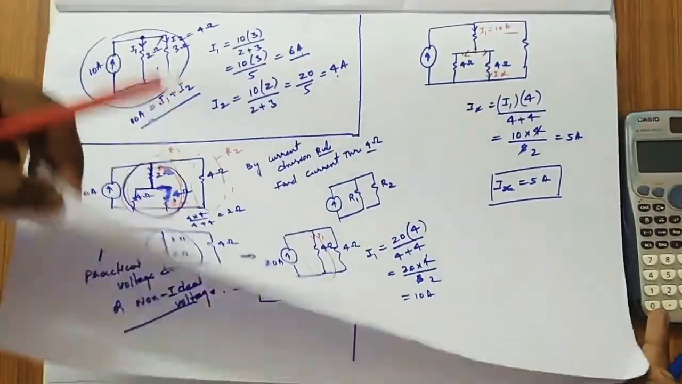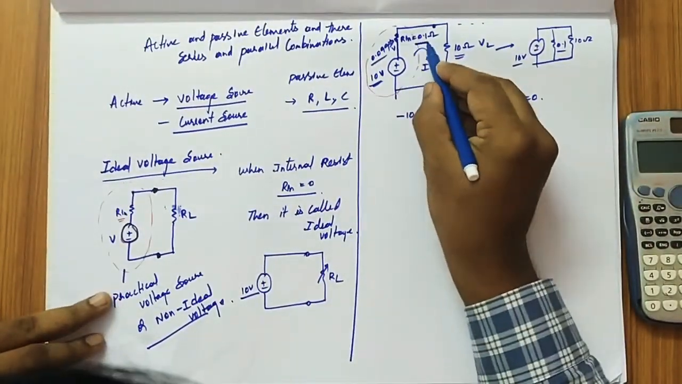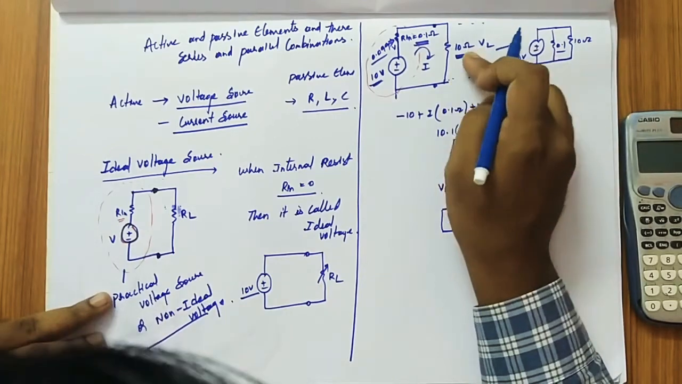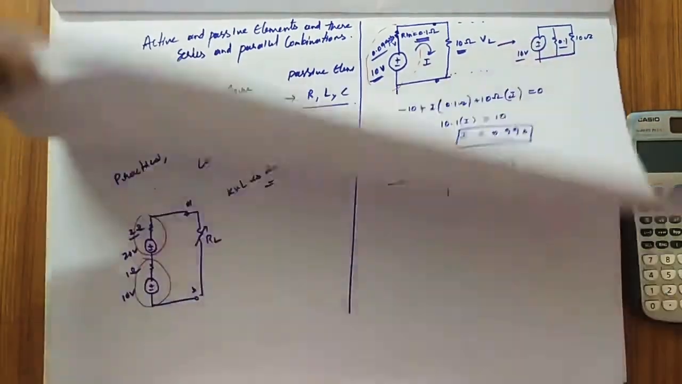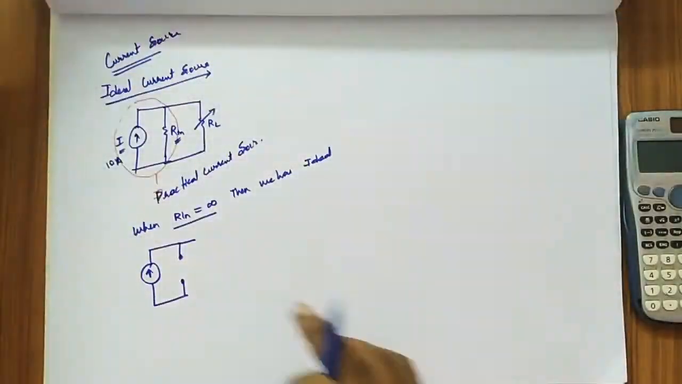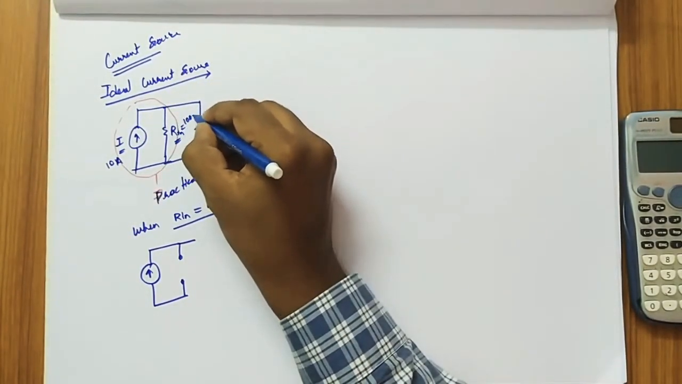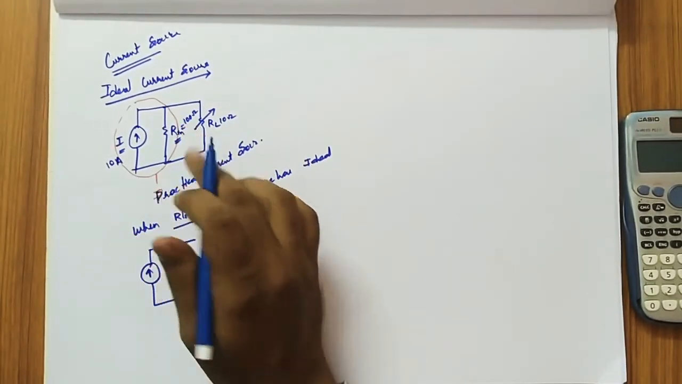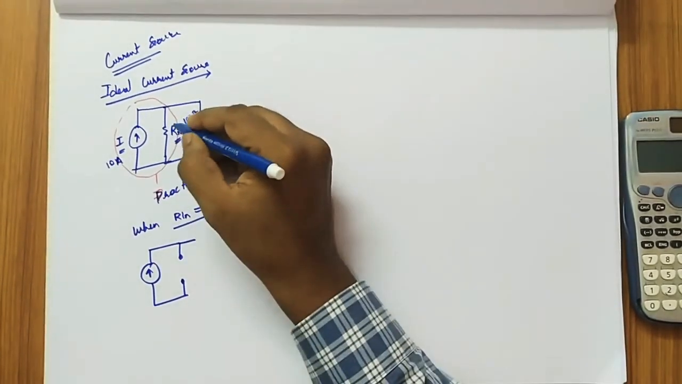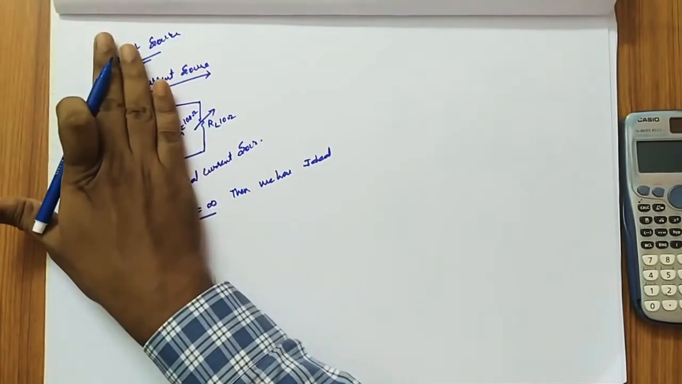One point I forgot here. For the voltage source, I kept 0.1 ohm internal resistance, and I kept 10 ohm for the load. So the internal resistance of a practical voltage source will be less compared to the load. But in a practical current source, the internal resistance will be high. Let us say this is 100 ohm and this is 10 ohm. Why? Because if the internal resistance is high, that means less current flows through it. For the load's sake, the load should get high current.